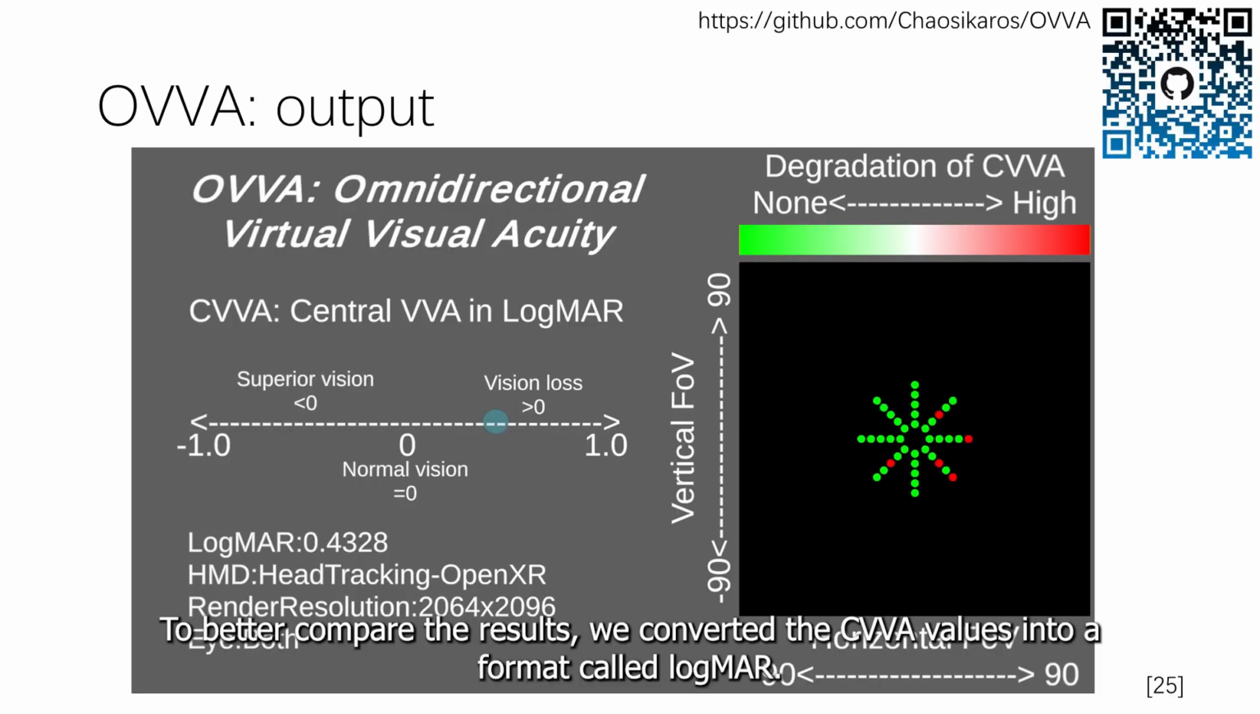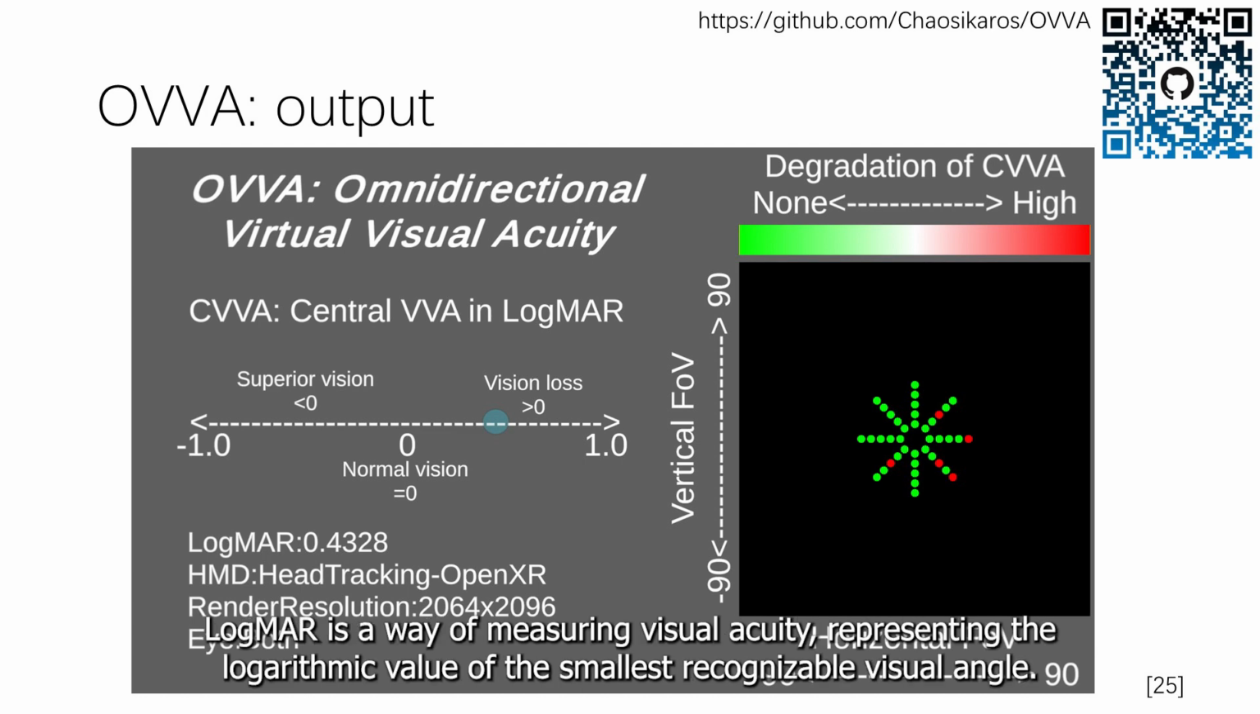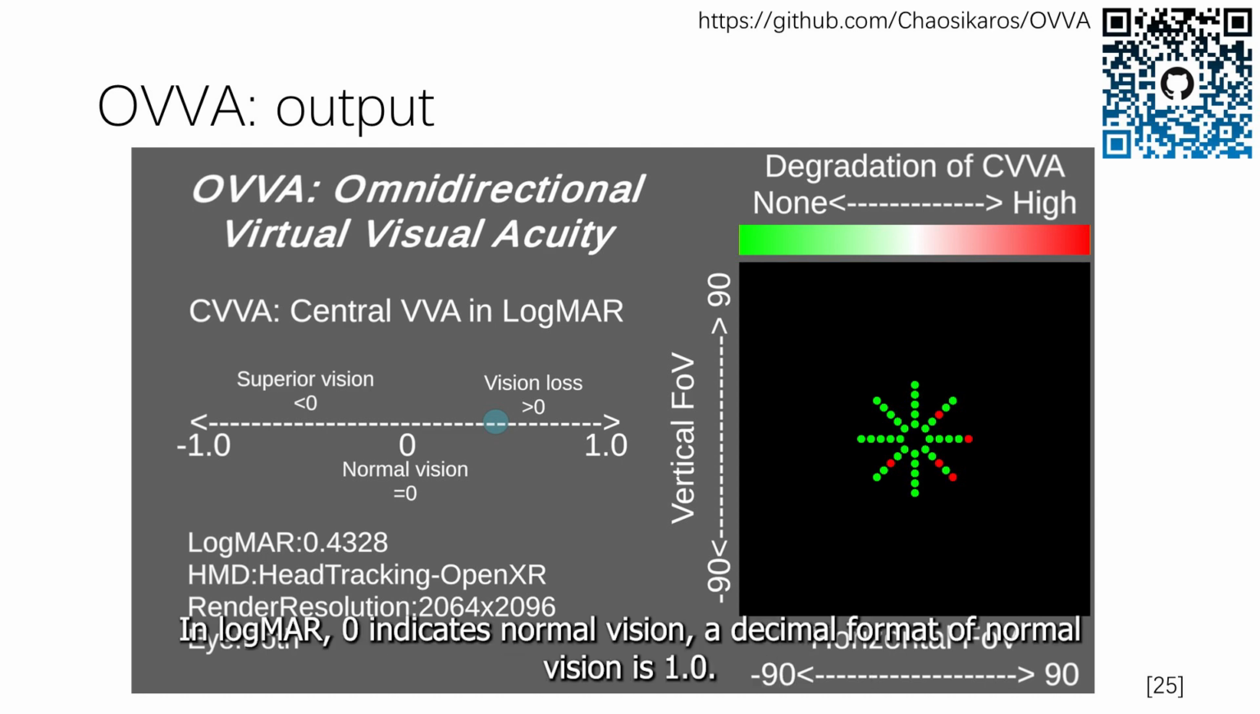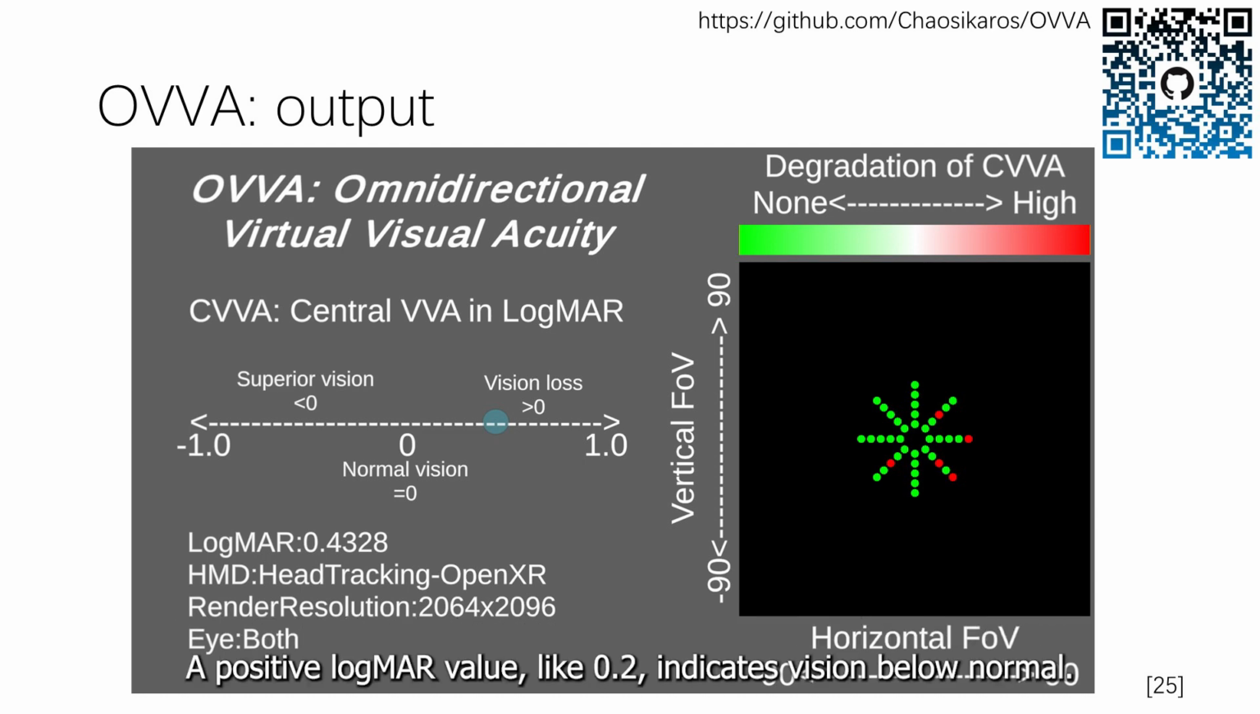To better compare the results, we converted the CVVA values into a format called logMAR. LogMAR is a way of measuring visual acuity, representing the logarithmic value of the smallest recognizable visual angle. Essentially, it measures vision loss. In logMAR, 0 indicates normal vision. A decimal format of normal vision is 0.0. A positive logMAR value like 0.2 indicates vision below normal, while a negative value like -0.2 indicates vision above normal.